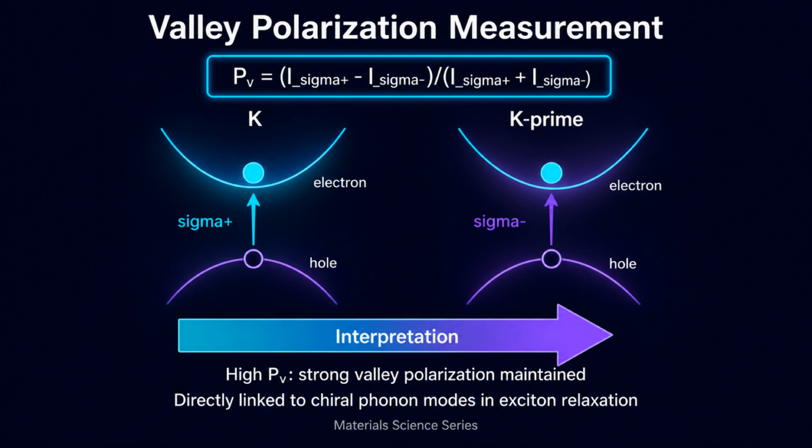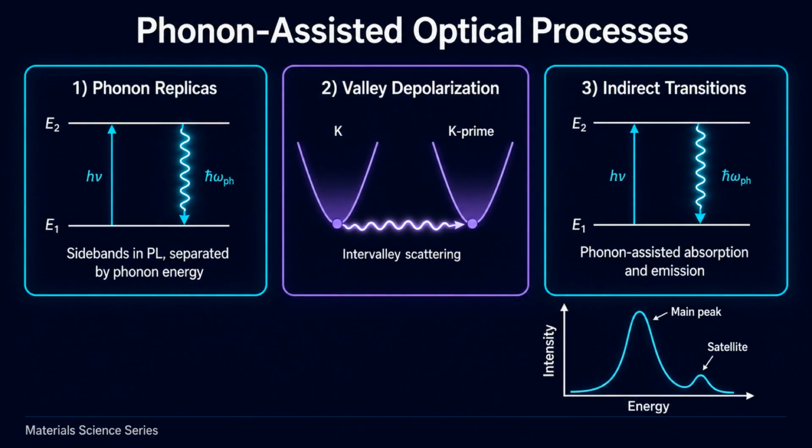Chiral phonons play crucial roles in several phonon-assisted processes. First, phonon replicas appear as sidebands in PL spectra, separated by phonon energy, and show valley selectivity. Second, valley depolarization occurs through intervalley scattering mediated by specific phonons. Third, indirect transitions in momentum-indirect materials require phonon assistance for absorption and emission. Each process reveals information about phonon chirality.